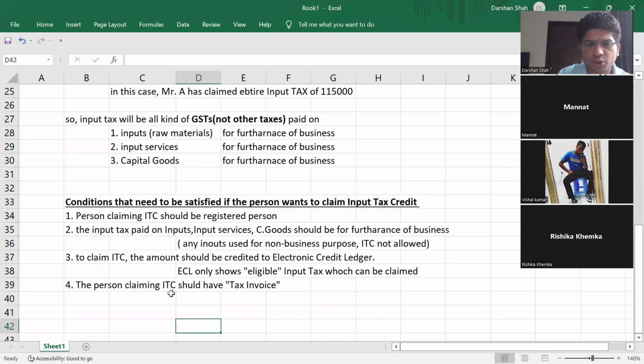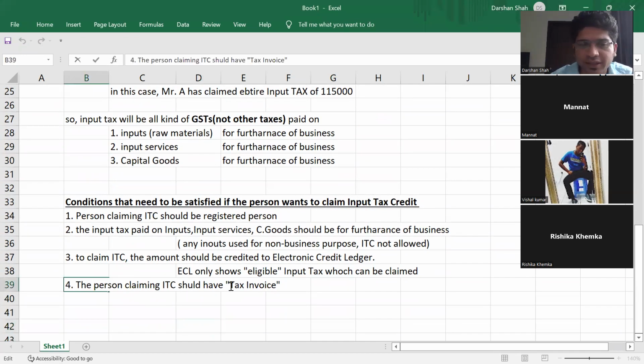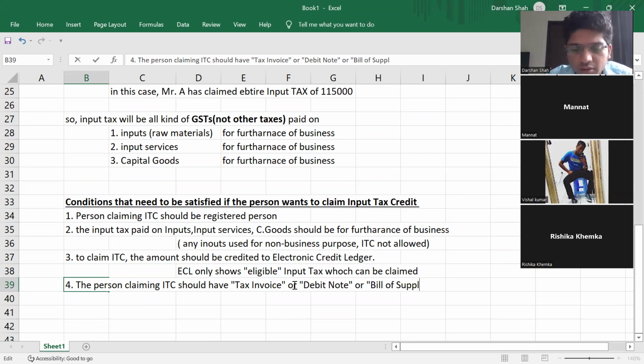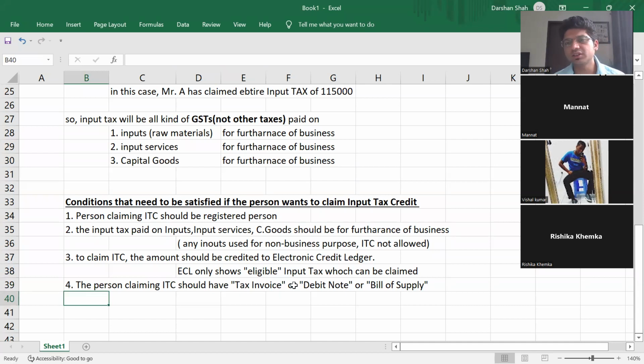So the person claiming ITC should have proof that he or she has paid the tax, correct? So should have tax invoice, or if it is done through book entry, then debit note. Or if it is an import, then bill of supply. So either of the three documents the person should have. Tax invoice is for normal purchases, debit note is for book entries, and bill of supply is for imports.